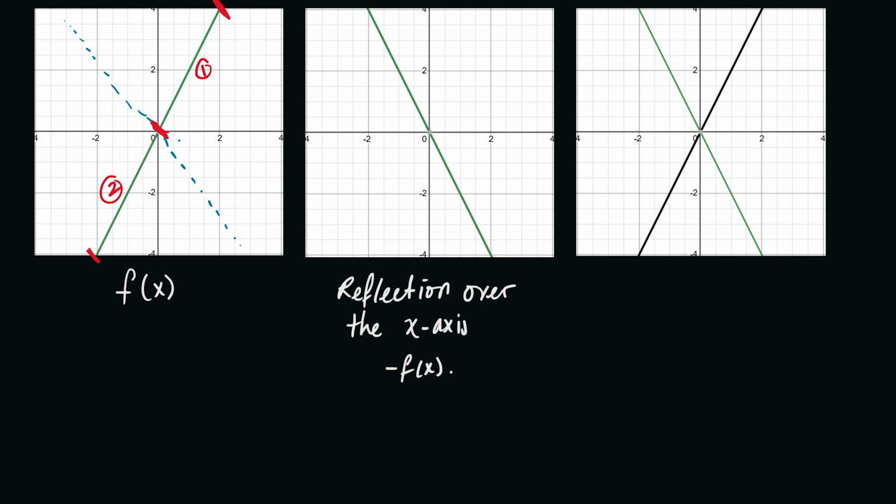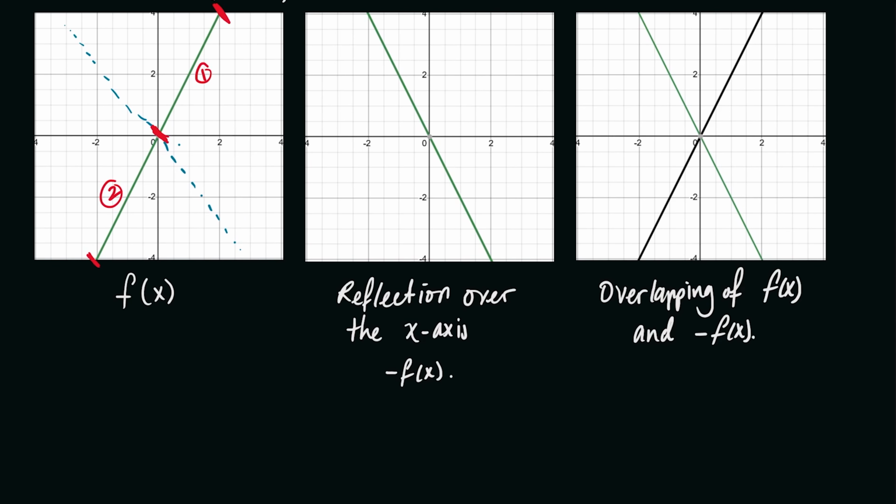Now, this third graph that we have here, all the way on the right, is just when we overlap the two graphs together. So this is an overlapping of f of x and negative f of x. So that's the original function and the function where we reflected over the x-axis. Now, it's a little bit hard to understand, but as I put it into simpler terms here, it's going to be a lot easier to understand.